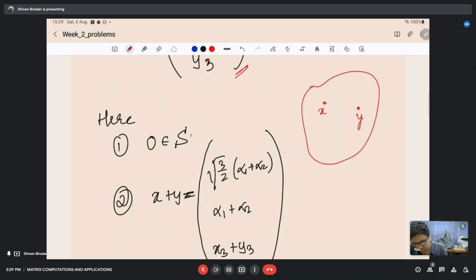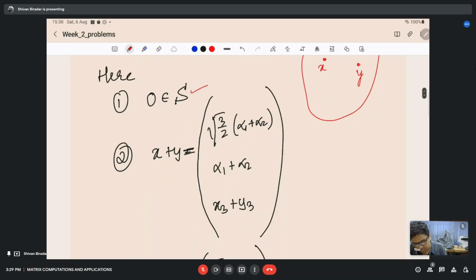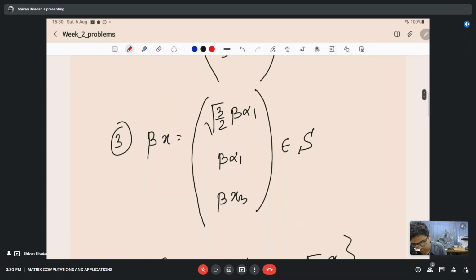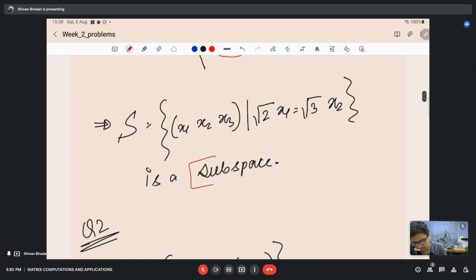Obviously the 0 belongs to the subspace. You can check that. If I add these two vectors, then I'll get this type of form. So again, this belongs to the subspace. Again, if I multiply this vector with a scalar, then we'll get the same format, which means that this belongs to subset S, and hence this is a subspace.